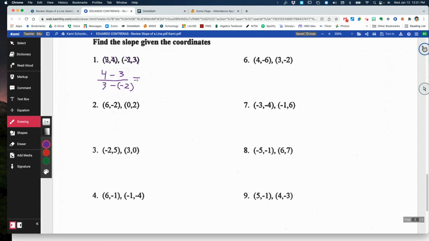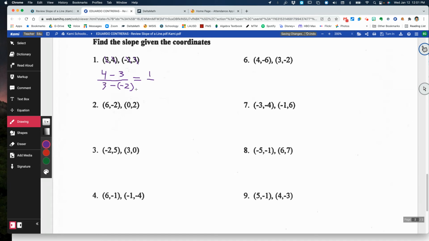Now, whenever I have negatives and I'm subtracting, remember, it's easier to do keep, change, opposite. Do I have to do any keep, change, opposite on the top or on the bottom? Look at it. Should I change it to addition on the top or on the bottom? I'd like to do it on the bottom. I'm not too comfortable with this minus negative 2. The top is okay. I know what 4 take away 3 is. 4 take away 3 is 1.